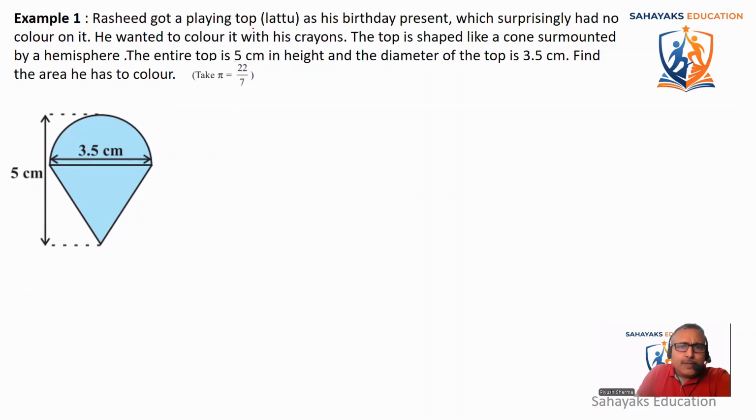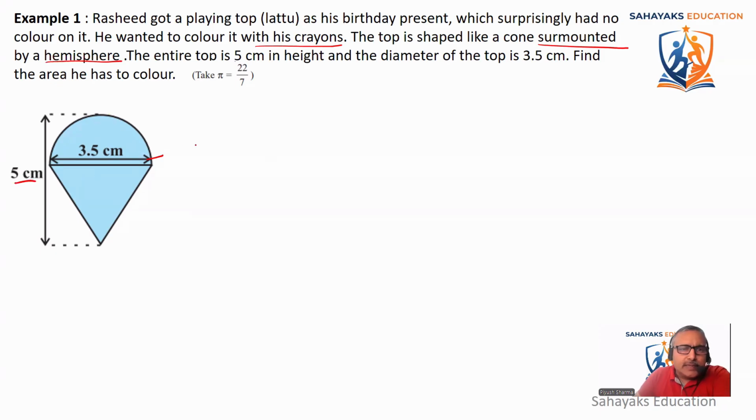Rashid got a playing top, Lattu, as a birthday present, which surprisingly has no color on it. He wanted to color it with his crayons. Very good, very creative boy. The top is shaped like a cone surmounted by a hemisphere. Now, surmounted means it's on top of it. The height of the entire top is 5 centimeters, which is mentioned there. And the diameter of the top is 3.5 centimeters, the diameter is also mentioned. Find the area he has to color. So he has to color the complete toy.